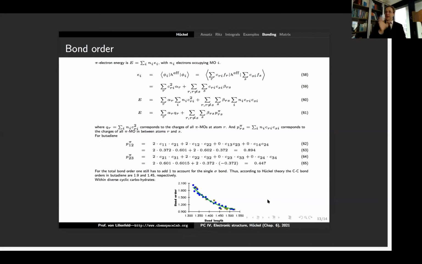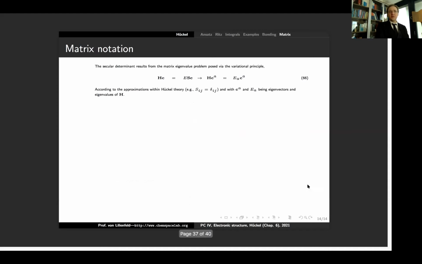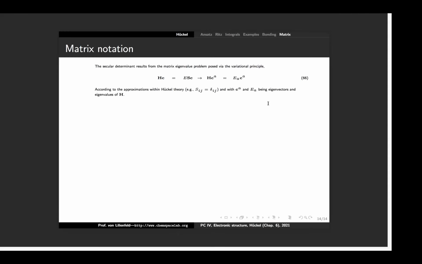All right, this is now what I wanted to say about bonding and the charges and the coefficients. And I'd still now like to briefly talk about the matrix notation, right? So as you know, and to some degree, we already noted down this matrix notation at the end of the Variational Theory chapter, but I also wanted to still conclude Hückel theory with this as well.